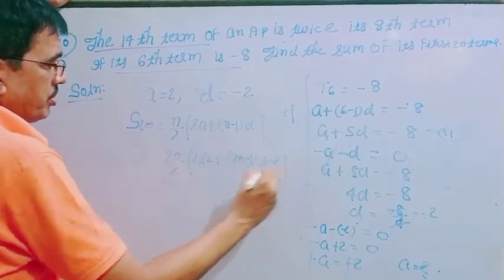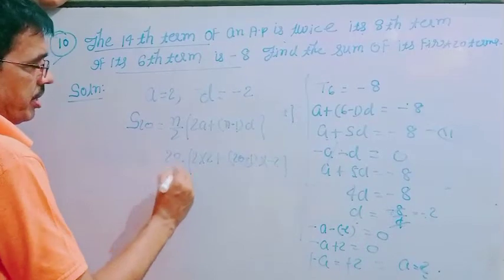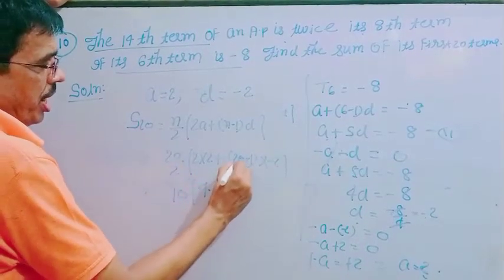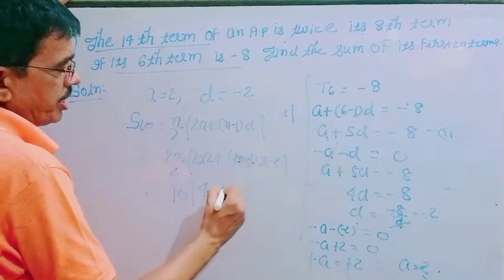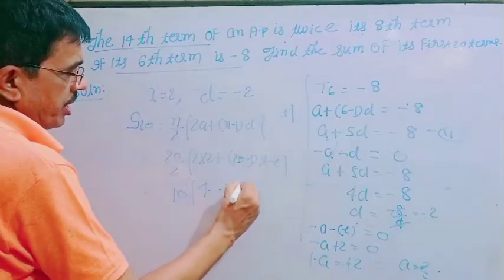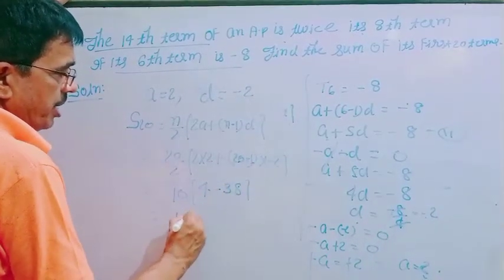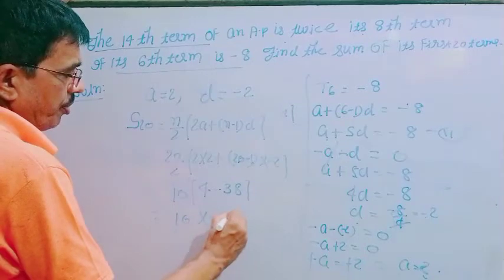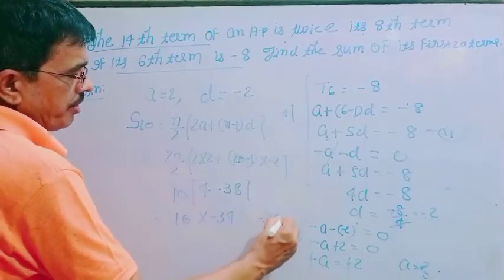D is minus 2. Then here is 10 and it is 4. And here 20 minus 1 is 19, 19 into minus 2, that is minus 38. Then here is 10 and it is minus 34. Then multiply, you get 340.